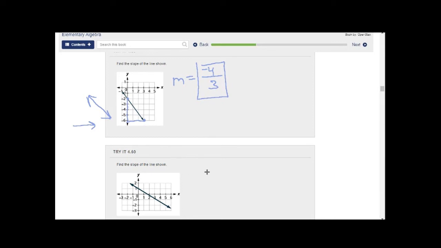Okay, let's try number 4. Okay, so let's use our y-intercept. That's 2 integers. And then 2 more integers right here. So the rise is -1, 2, 3, -3. And the run, 1, 2, 3, 4, 5. -3/5. That's your slope.